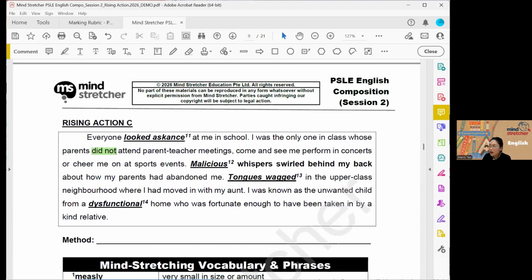Okay? Everyone looked at me. So there's some keywords. Everyone against me. Everyone is talking about me. Right? Everyone is whispering behind my back. Everyone's tongues are wagging, right? As if I don't belong there. Okay. So over here, when I say I was the only one, that means you're fighting your alone battle. Okay. And then over here, I'm just going to write this down.